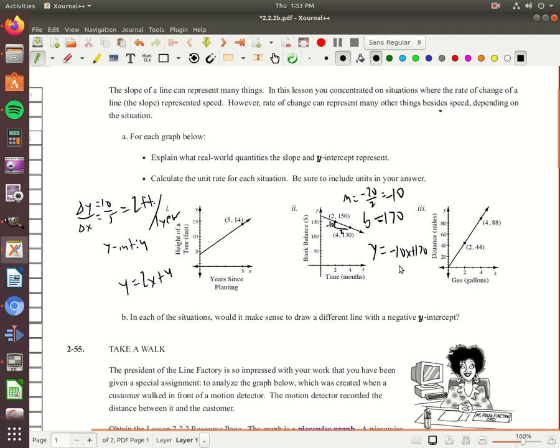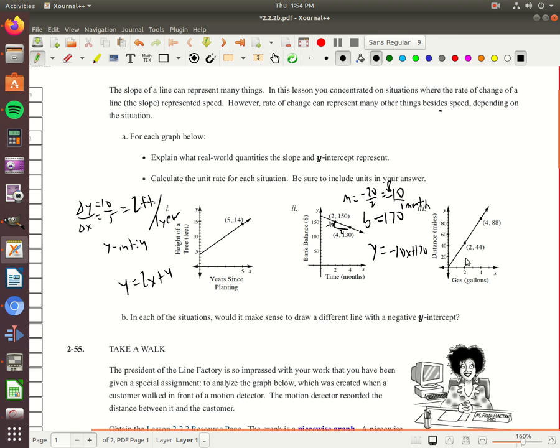So it's a good idea to check your equations, make sure they're right. And would it make sense to have a different line? Yeah, you could easily have a balance go up instead of down. So I think that makes a lot of sense. And by the way, it says calculate the unit rate. I did calculate the unit rate. I'm losing $10 a month here, $10 every 1 month. Excuse me. Sorry, I had a big sneeze right there.